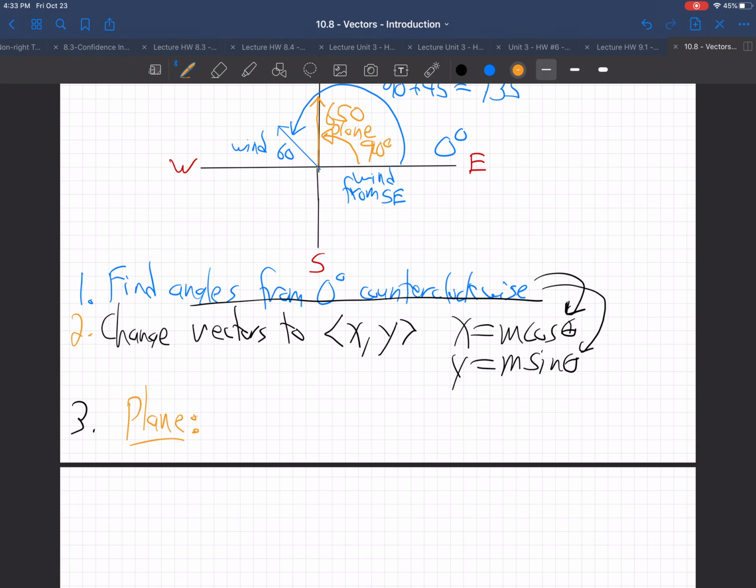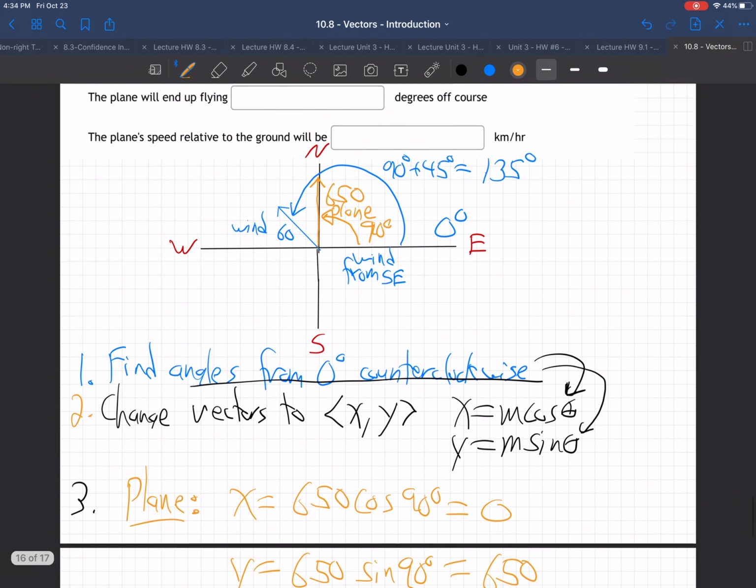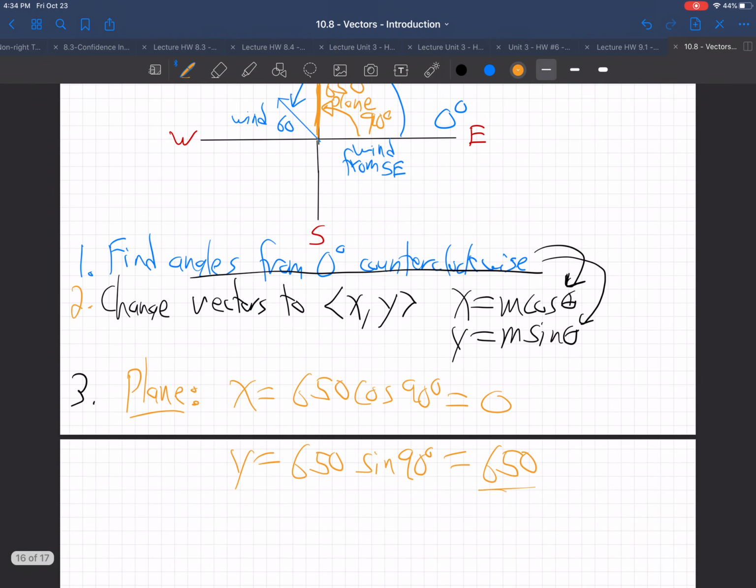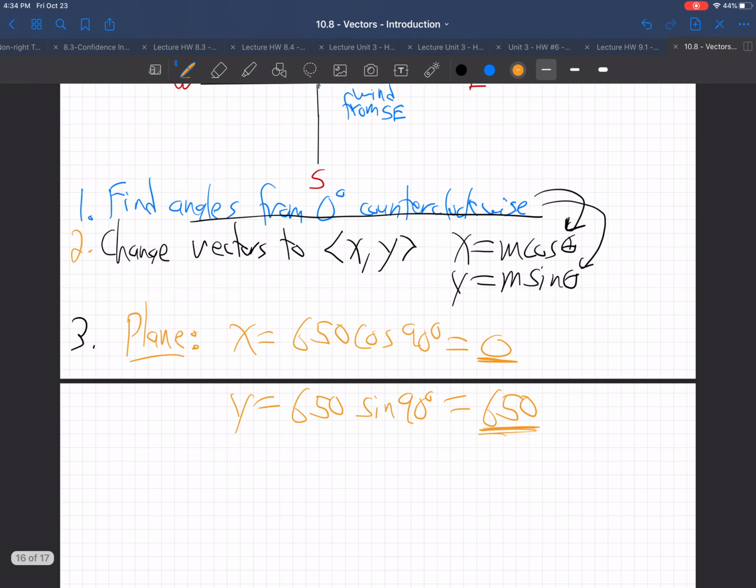First off, x is going to be 650 cosine 90, and y is going to be 650 sine 90. If you do this on your calculator, this one's 0, and this one just comes out 650. That makes sense, doesn't it? The plane vector is just straight up. So it's all y. There's no x to it, of course. It's straight up 650.